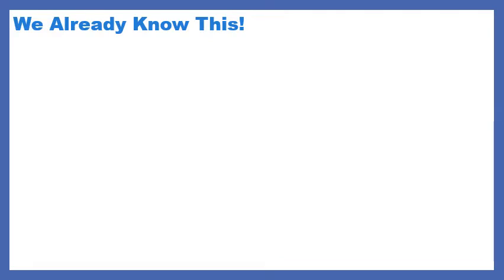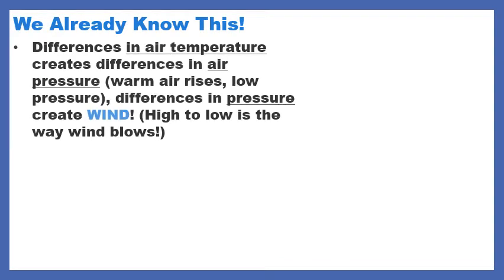So the great news is, guys, we already know this. If we have differences in air temperature, which we're going to have because land and water will absorb heat at different rates, we're going to have differences in air pressure because warm air will rise, that creates low pressure. When we have differences in pressure, that creates wind. And remember, high to low is the way wind blows. So wind is going to blow from high pressure to low pressure. You're going to get differences in pressure because of differences in temperature.